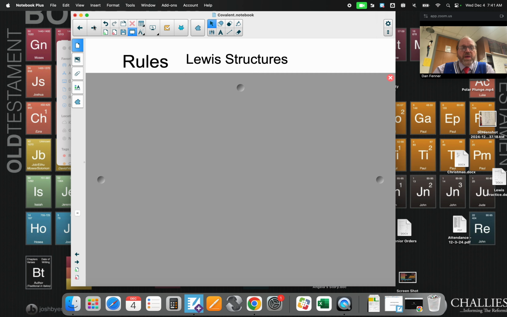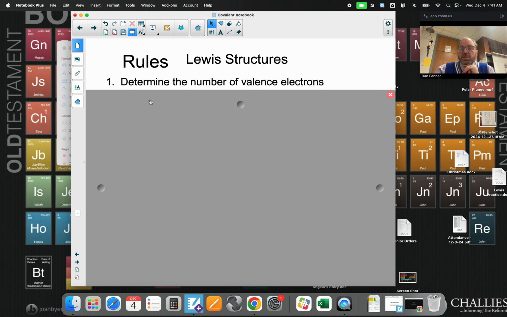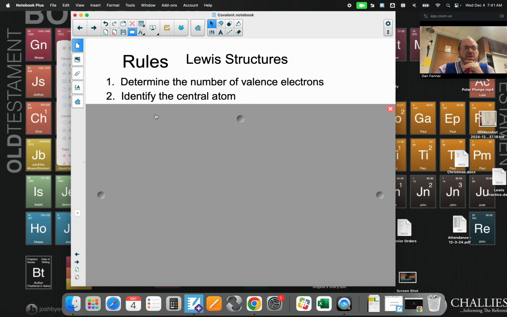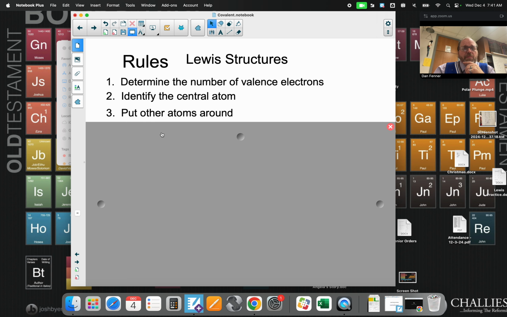All right, so we're going to look at something called Lewis structures as opposed to Lewis dot. Lewis dot is ionic, so therefore there are rules for it. First rule is determine the number of valence electrons. Remember, we count the columns to get the valence electrons we need to work with. And then find the center. It's the one that's the least number, usually 1, okay? Put the other atoms around it.